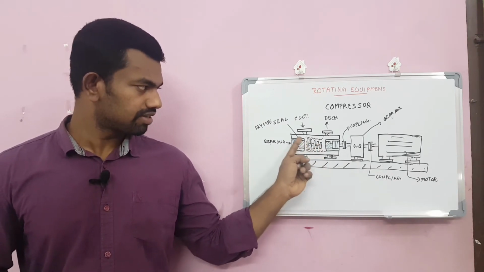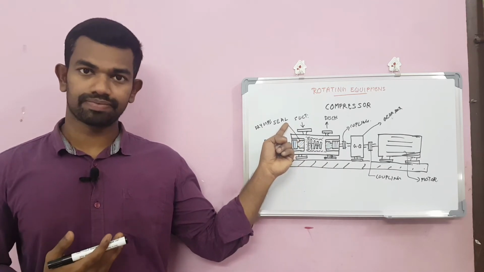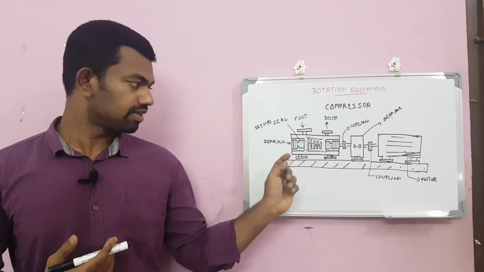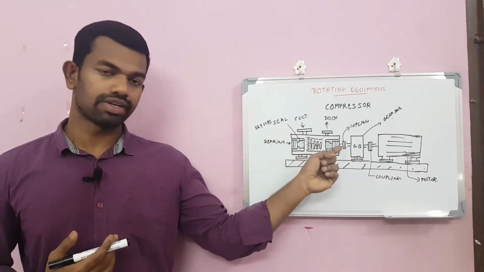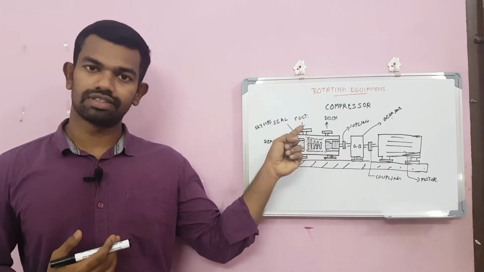This is the casing. This is the dry gas seals, preventing the gas from escaping from inside the chamber. These are the bearings for both ends. This is the suction, the inlet pressure.